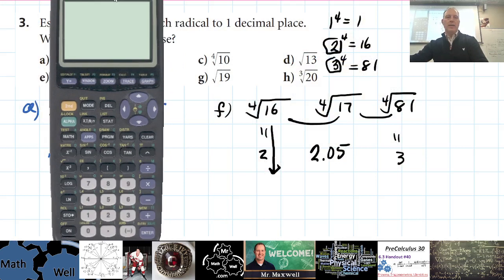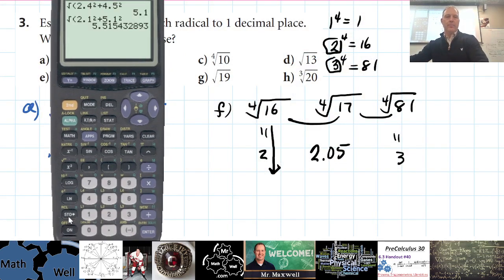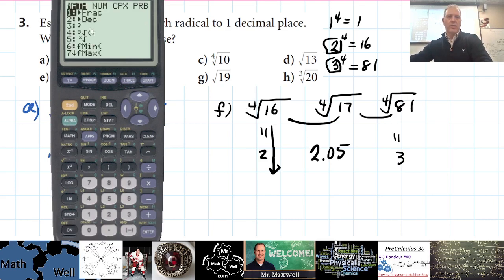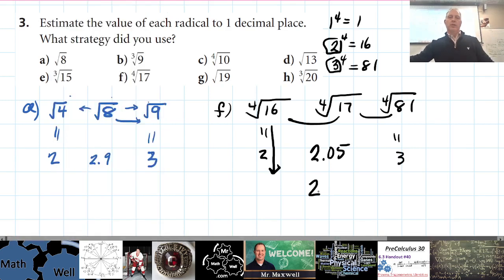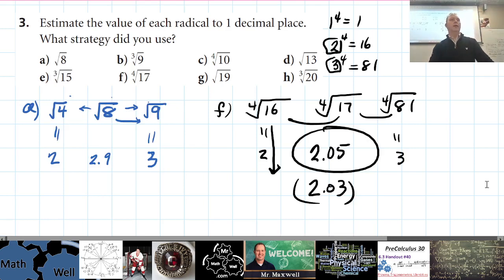All right, so let's take a look at this. If you guess, I guess 2.05. Let's see how close that is. So I'm going to go fourth root of 17. That's going to be something like 2.03. So pretty close. 2.03 is the exact number. So that's a great estimate. Okay, does that make sense?